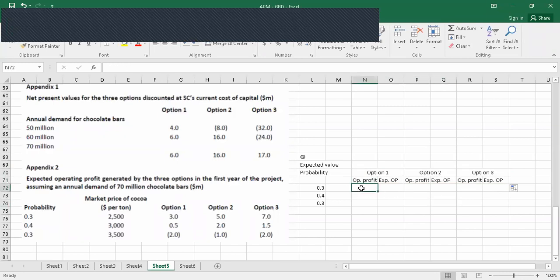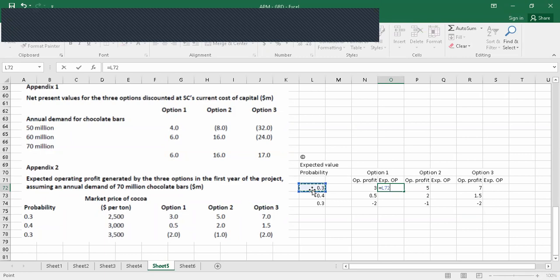The operating profit for option 1 is 3, then we have it as 0.5, then we have it as -2. The next one, it is 5, 2, and then -1. Then for option 3, we have it as 7, then 1.5, and then -2. Done. We just have to multiply these things.